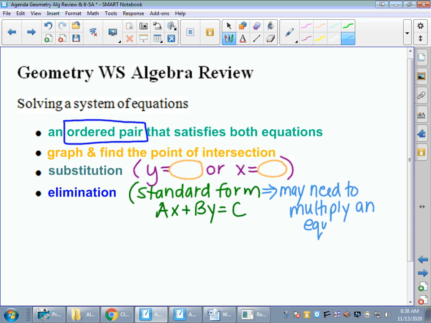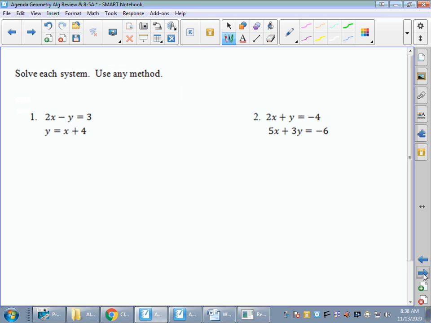So let's do an example of both. I am hoping, my fingers are crossed right now, you cannot see them, that you remember how to do these and it all kind of floods back in. So let's do an example of substitution and an example of elimination. On this sheet it says solve each system, use any method. It doesn't matter to me how you do it as long as you get an x, y ordered pair answer.